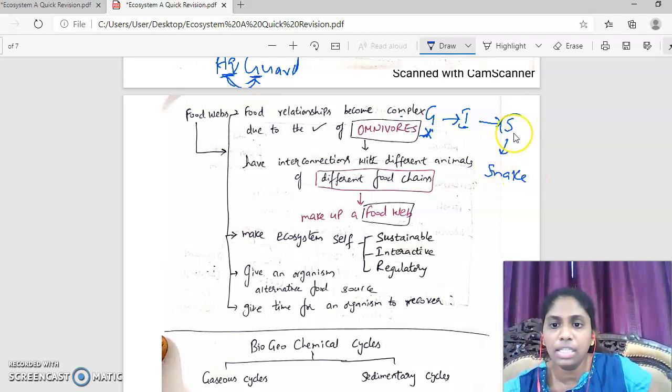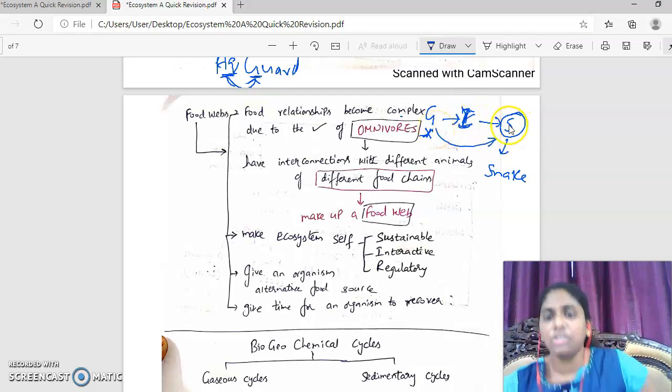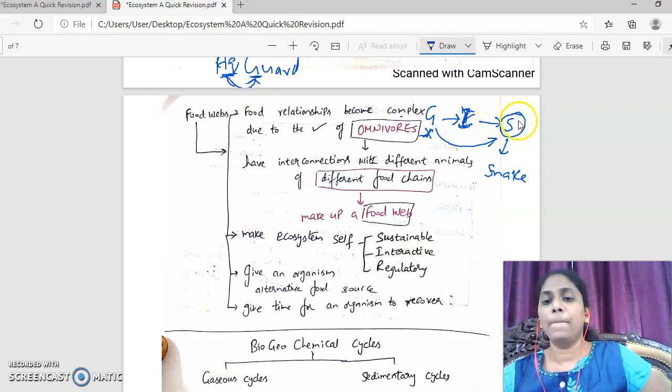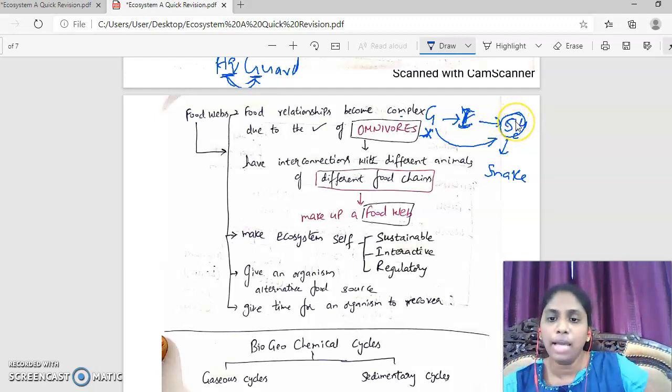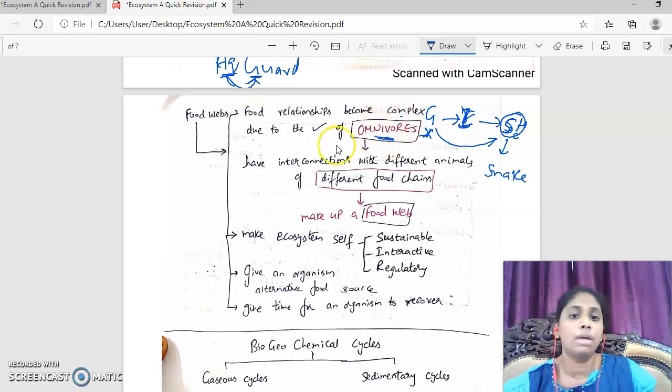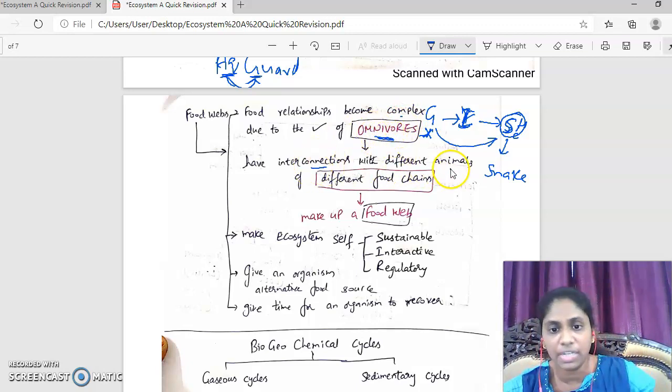Now here, this sparrow is an omnivore. If it has insects as its source, it will eat the insect. But if there is no insect, it can feed on the grass as well. So the sparrow here is a herbivore as well as a carnivore. So it is an omnivore. So the sparrow is making this food chain actually a food web. So who makes the food relationships complex? The omnivores, because omnivores have interconnections with different animals of different food chains. All these different food chains interconnect, making up the food web.